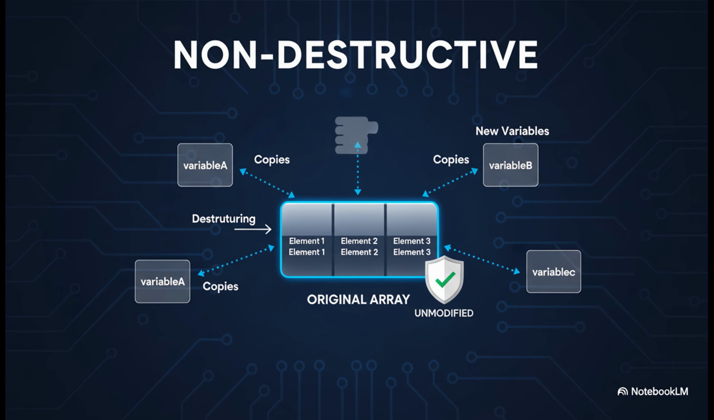Okay, here's a really important point. The name destructuring sounds a bit violent, doesn't it? Like you're destroying something. But you're not. It's completely non-destructive. Your original array is left totally untouched. All it's doing is copying the values into new variables. This is so good for writing predictable, safe code.